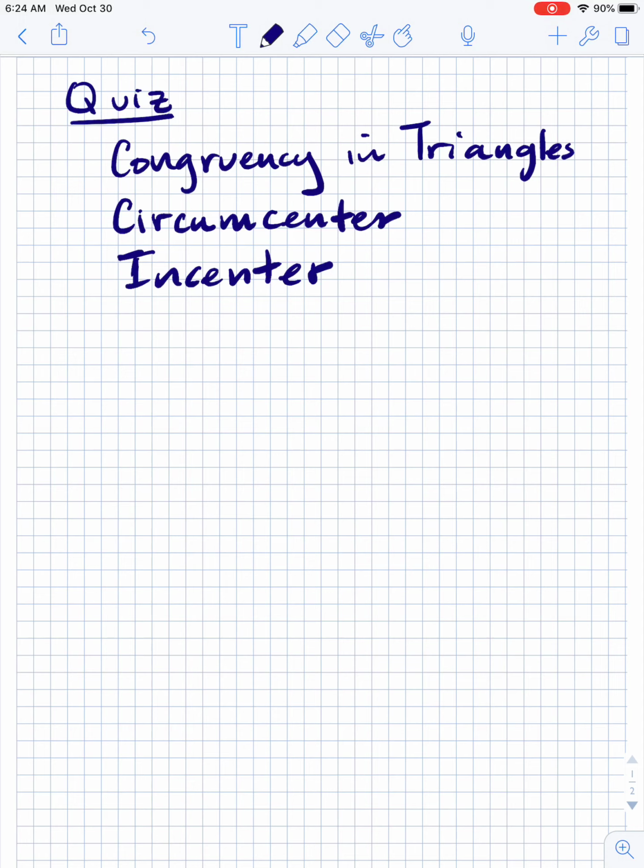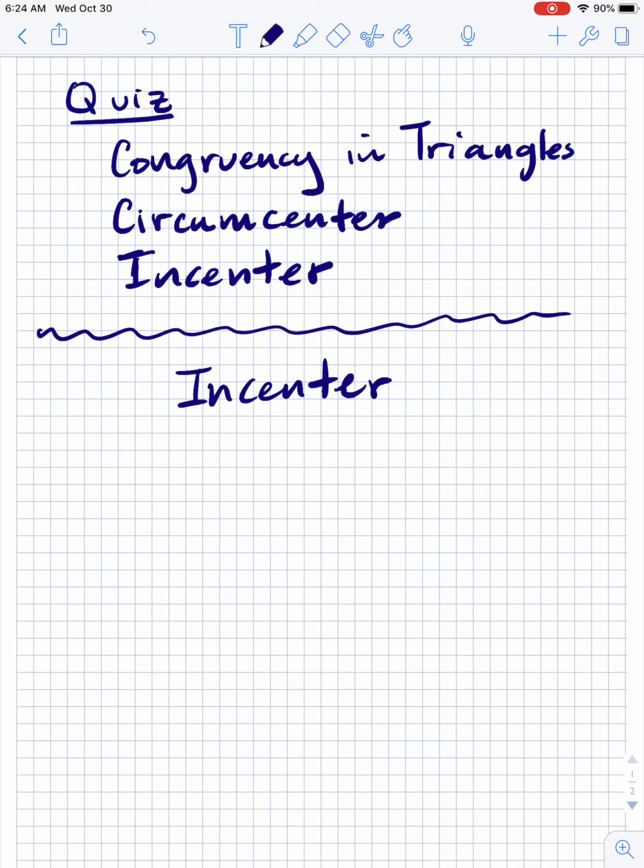Okay. So for today, we are focusing on incenter. The incenter of a triangle is the point where all of the angle bisectors come together in a triangle.